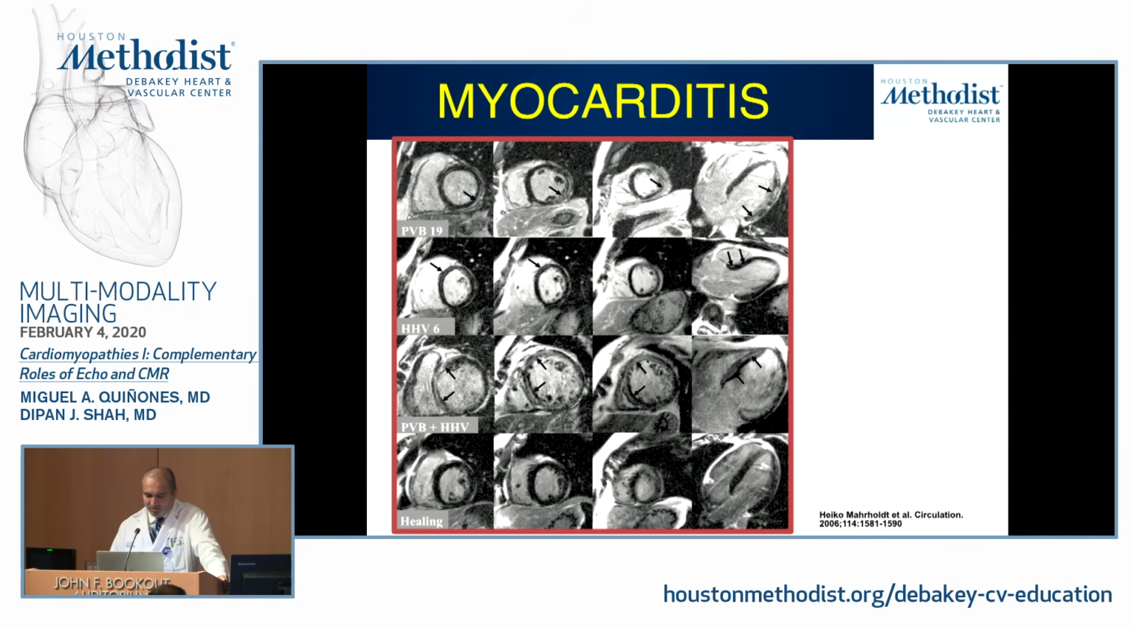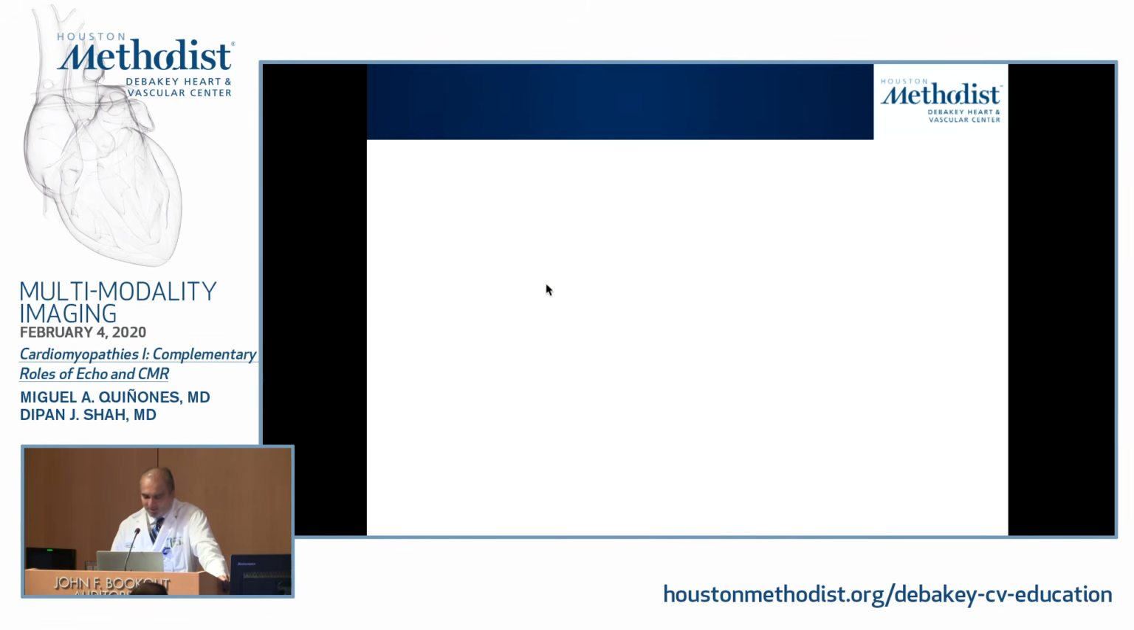Furthermore, this group also reported some data which suggests that the location of involvement in viral myocarditis may be different depending upon the underlying virus. And so what they noticed is that in most of the patients with parvovirus B19, the area that showed hyperenhancement was really the lateral wall, whereas in patients with the herpes type 6 virus, it tended to show more of a septal pattern of hyperenhancement.